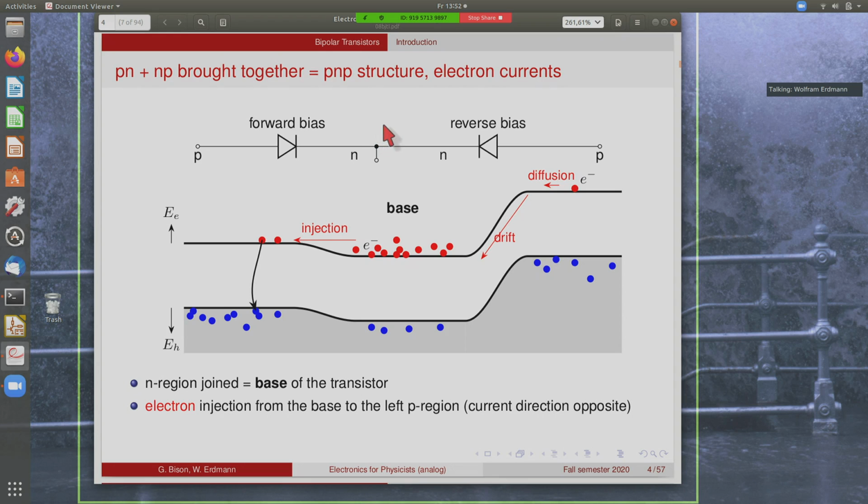Now we bring the two things together and look at the electron current first. So the N regions of these two diodes joined together are the so-called base, and here we still have the same electron injection coming from the base into the left P region. The current, of course, goes in the opposite direction because the electrons are negatively charged. So that doesn't change very much, and we, from now on, will most of the time neglect the reverse current due to the electrons, which is here.